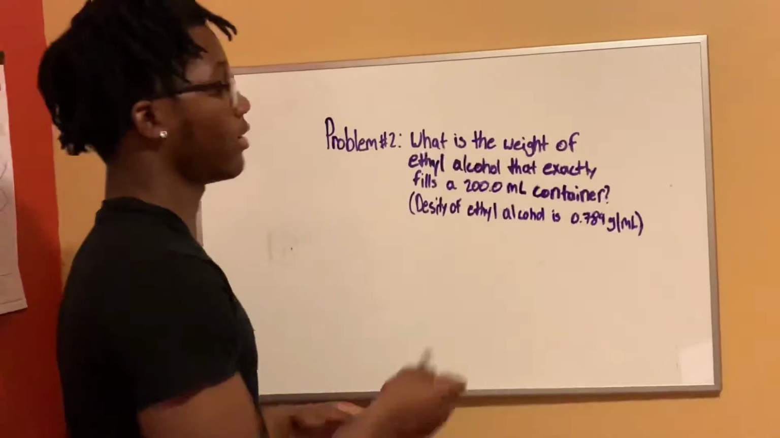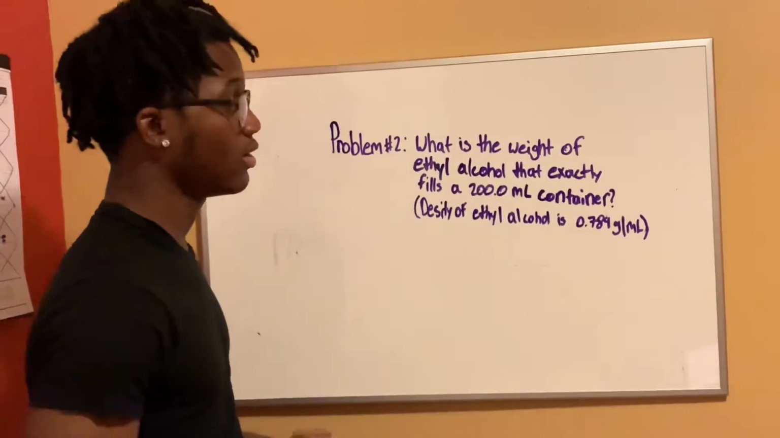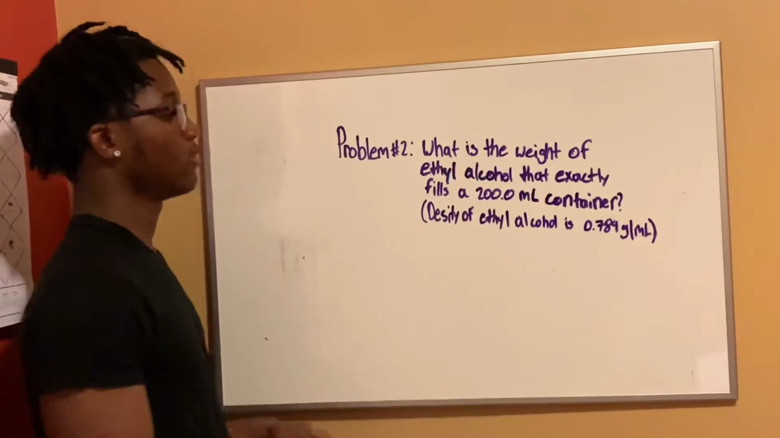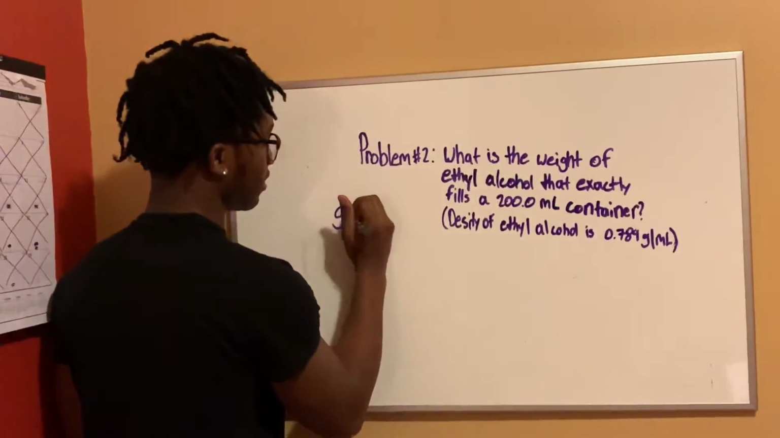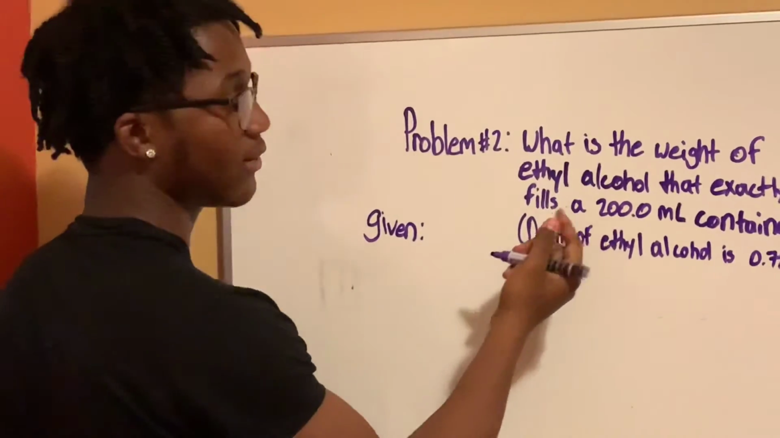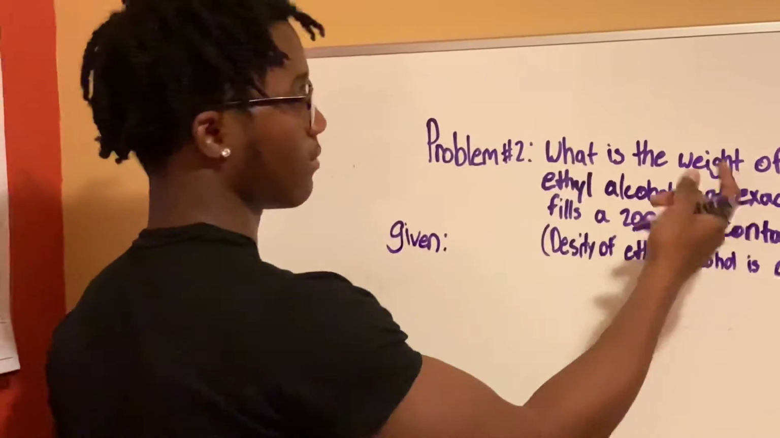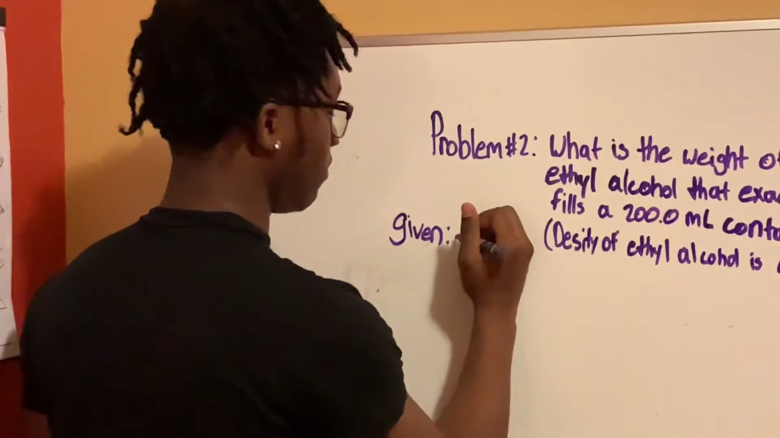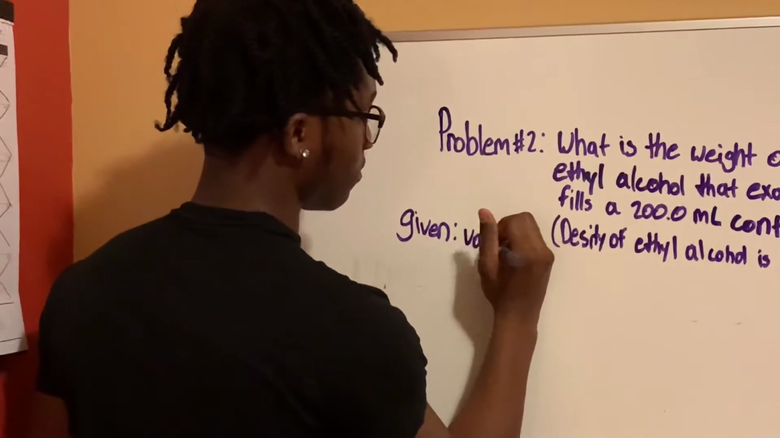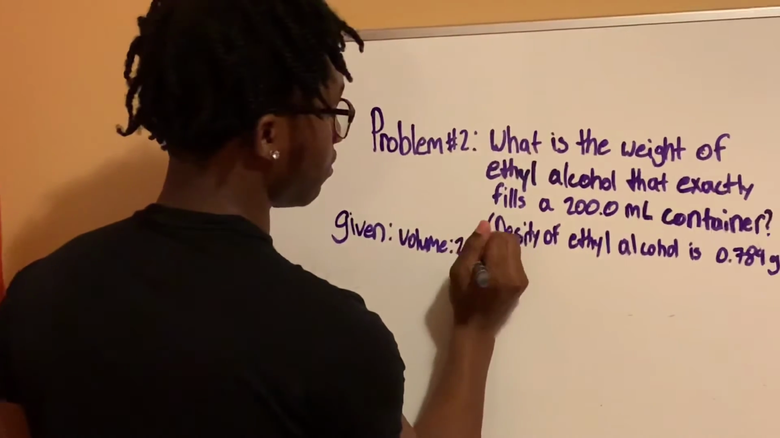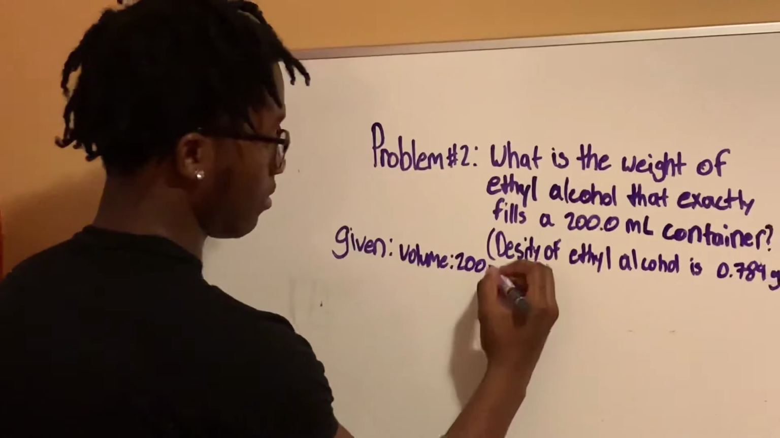Problem 2 is, what is the weight of ethyl alcohol that exactly fills a 200 milliliter container? The density of ethyl alcohol is 0.789 grams over milliliters. So our givens, same as last time, we're gonna start off with this. We're trying to find the mass, and it's giving us the volume and density. The volume is 200 milliliters.